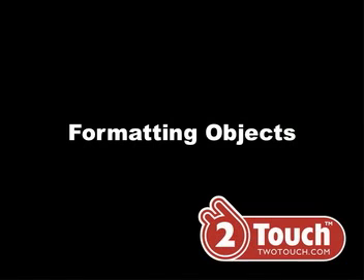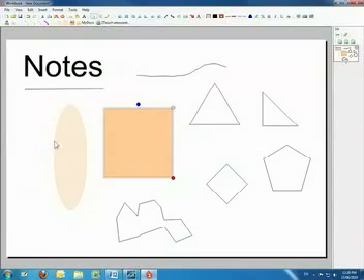In this video we're going to show how to format objects on your 2Touch workbook canvas. We've drawn these objects in a previous video, including custom polygons, squares and rectangles. Now what we're going to do is change the colour and attributes of those shapes. You might for instance want to change the colour of the orange square.